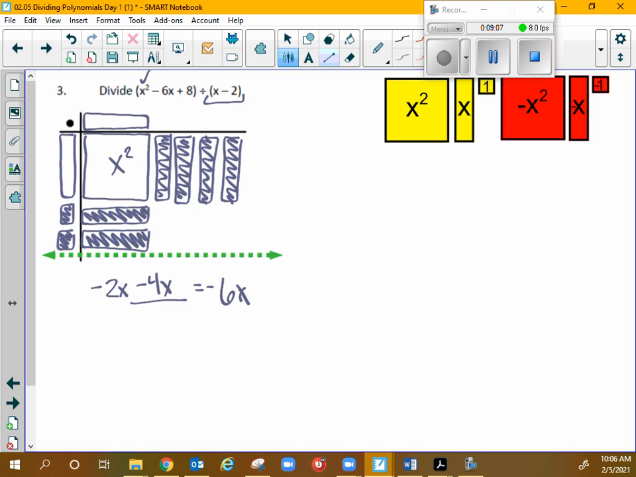So I have x on the side and I need negative x. So what has to go on the top to create negative x? -1. How many of those? 4.